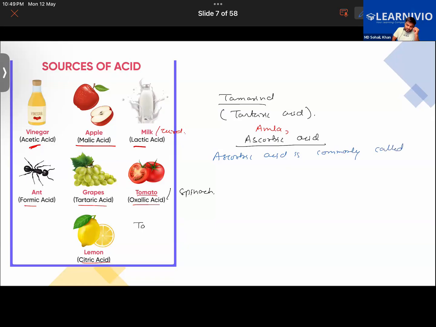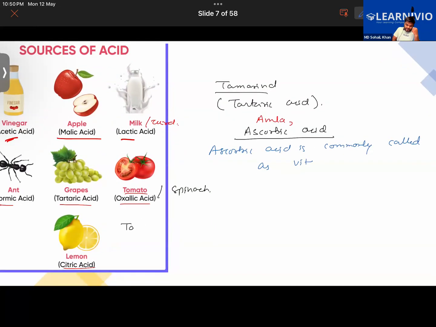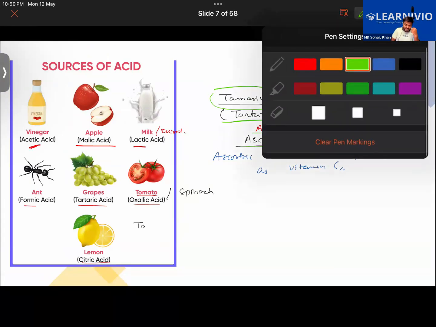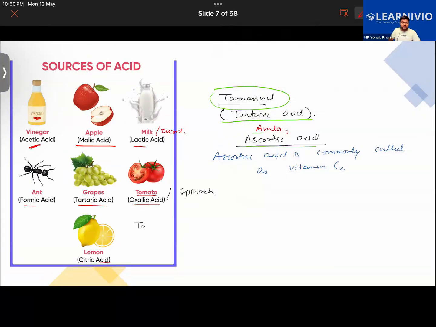What is amla? Okay, I will show one image of it. Ascorbic acid is commonly called vitamin C. That is an important point to note down here. So we learned that tamarind contains tartaric acid, and amla contains ascorbic acid.